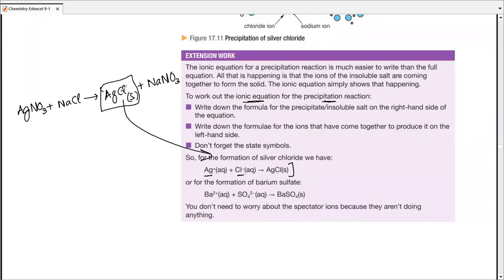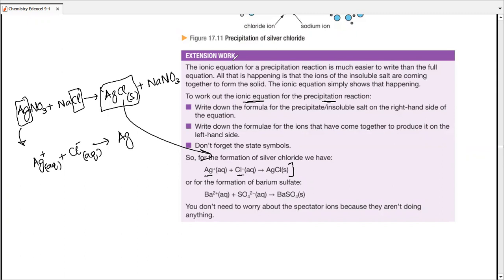So for the formation of silver chloride precipitate, we needed the silver ion from this side and the chloride ion from this side. In order to write the equation, I'm going to write the silver ion in aqueous form. It combines with the chloride ion in aqueous form, and I'm going to write the proper symbols. They're going to form silver chloride.